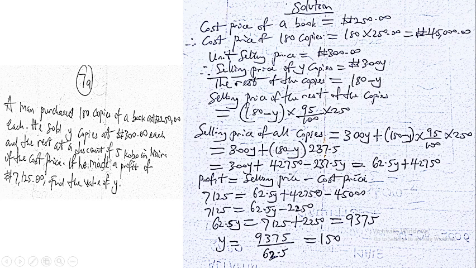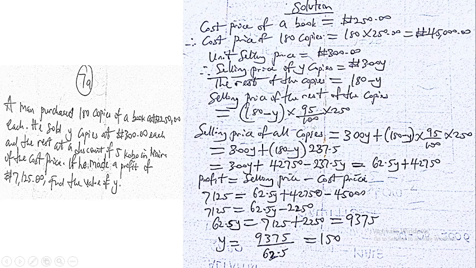This rest of the copies, he now sold at a discount of 5 kobo in naira of the cost price. What is the cost price? Cost price is 250. So he sold the rest, which is 180 minus Y, at a discount of 5 kobo. 5 kobo from 1 naira will give us 95 kobo left.